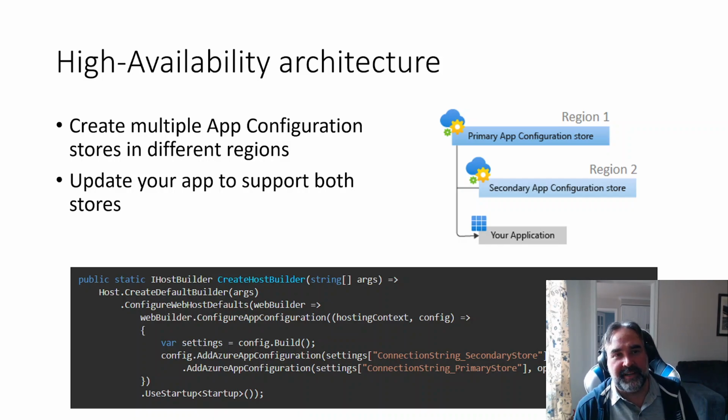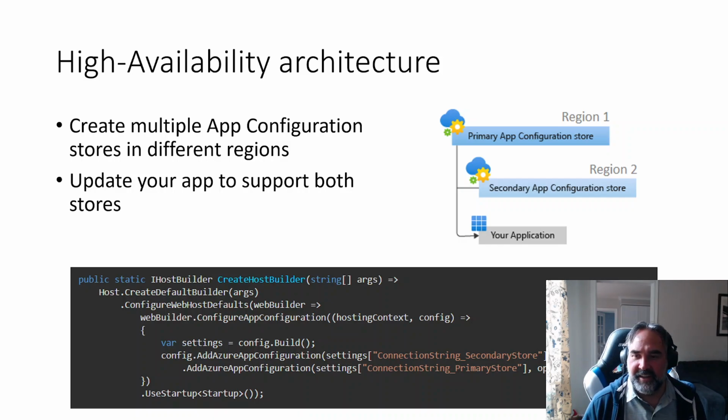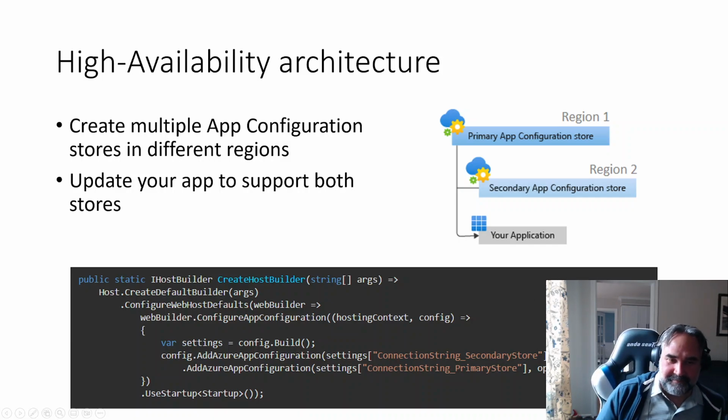So coming from the documentation for Microsoft, you can create multiple app configuration stores in different regions. And then you can update your app to support both stores. So here's one example I'm showing when I set up my configuration builder. You always want to pull in the secondary store first and then pull in the primary store. In this case, this is a bad screenshot, but it had optional to true. Bad, that should be false. Anyways, this will wire up both config stores, and then if the primary store ever went down, it would fail over automatically to the secondary store, and vice versa, from the application perspective.